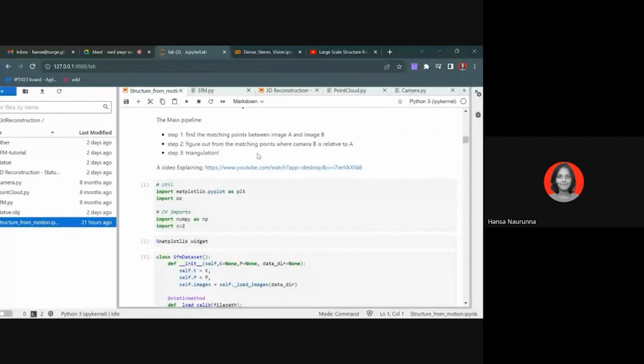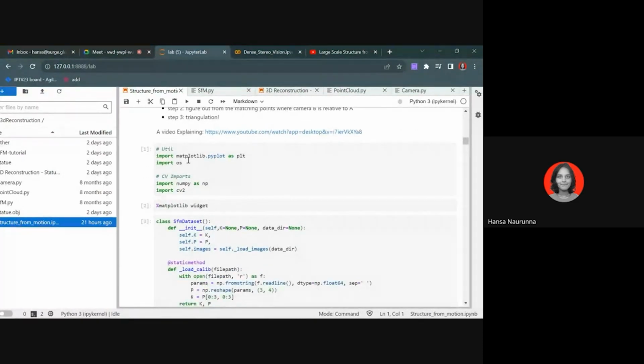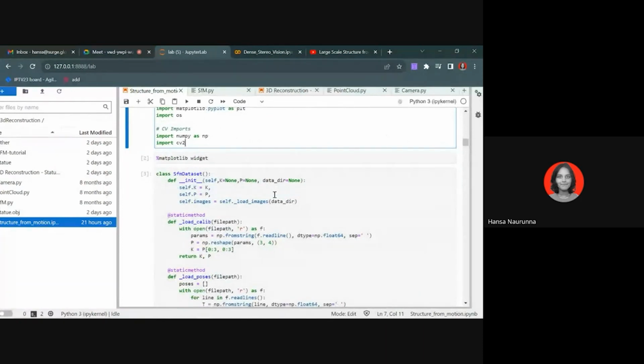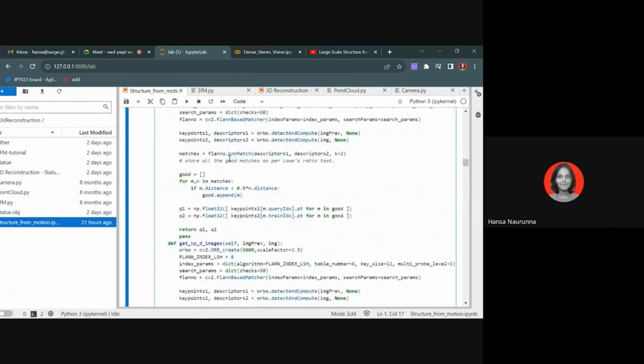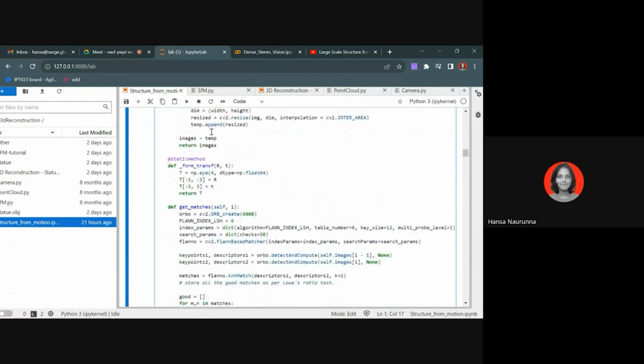Yeah, so now that we went through that, let's actually get into the meat and potatoes of it. So over here we have some utility libraries that we're bringing in, like matplotlib and OS. And also we're bringing in OpenCV and NumPy over here. We are not going to use anything like Open3D or anything crazy here. So it's just numbers. So over here we are loading the SFM dataset. This is just a class to do that.